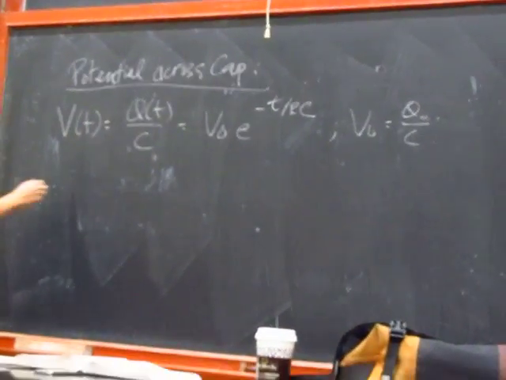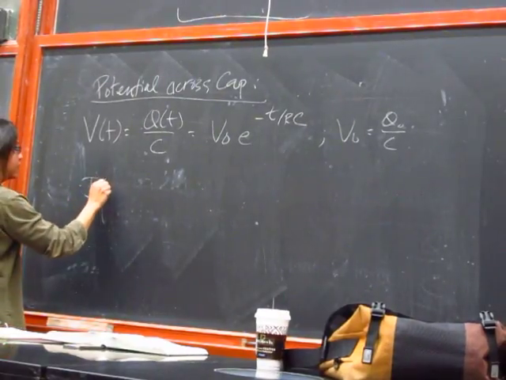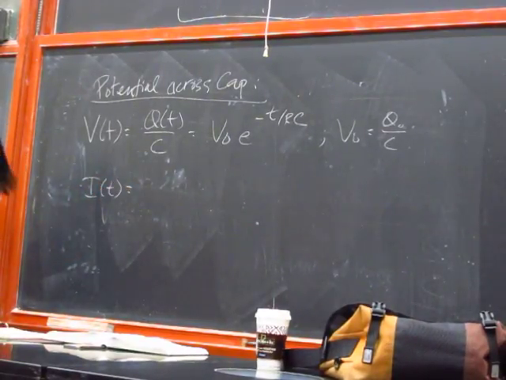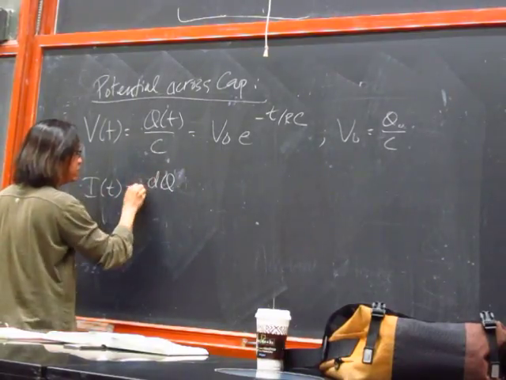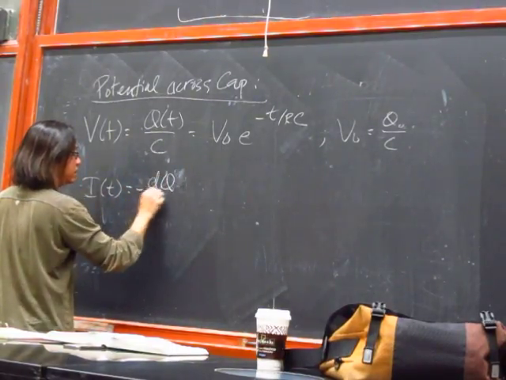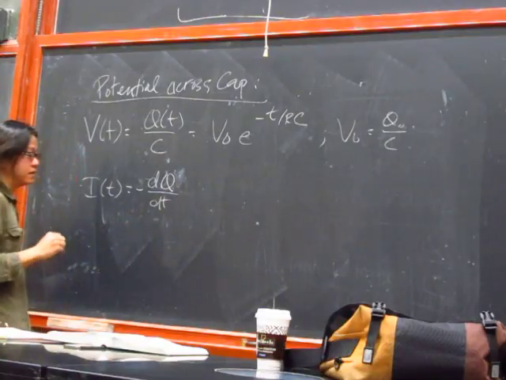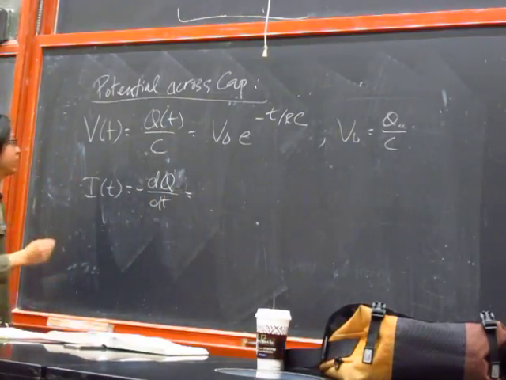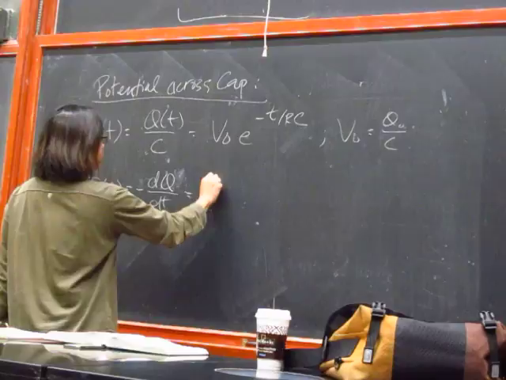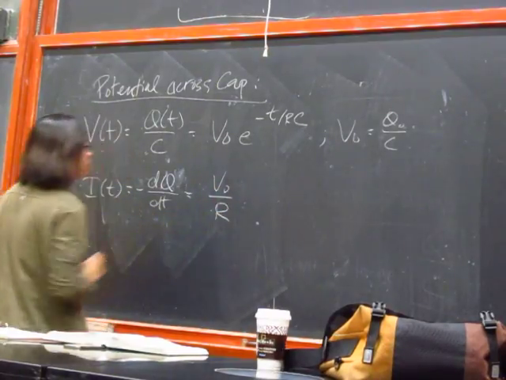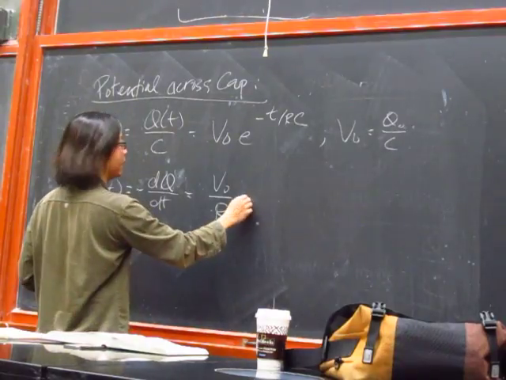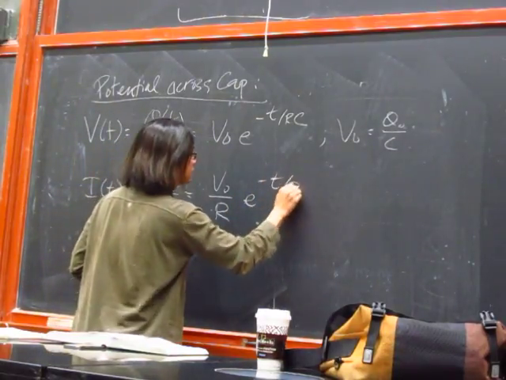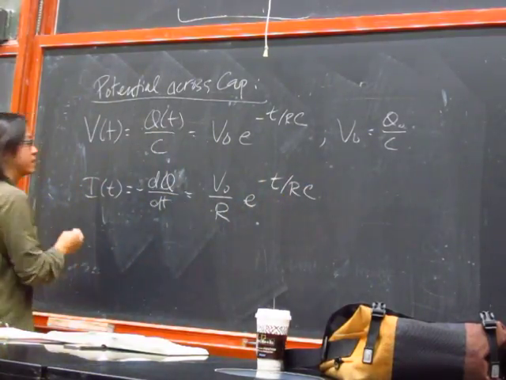And same thing here, you can find the current. Current as a function of time is a time derivative of Q with a minus sign, minus dQ dt. And when you do that, you'll find that this is equal to V naught over R, C cancel. I'm skipping some math here. Minus T over RC.